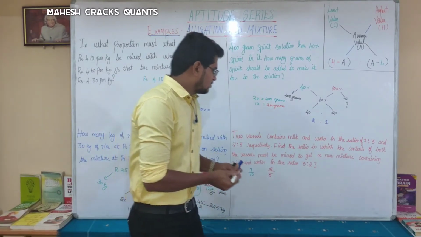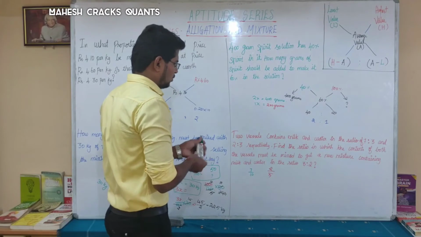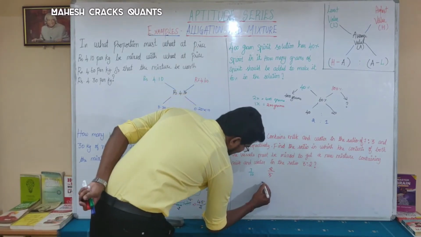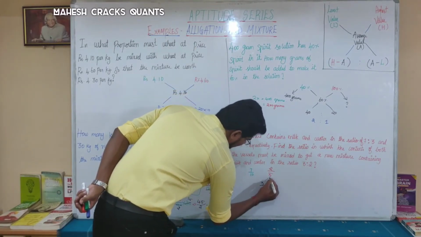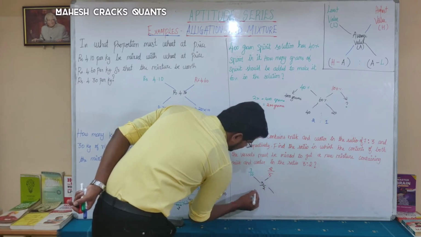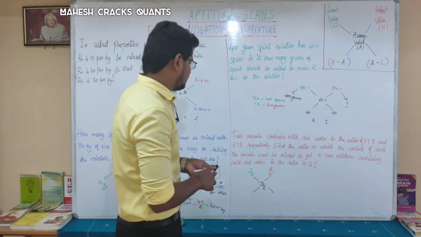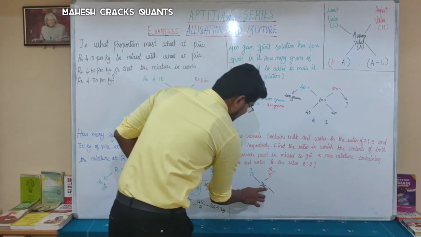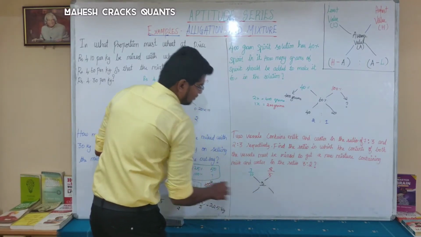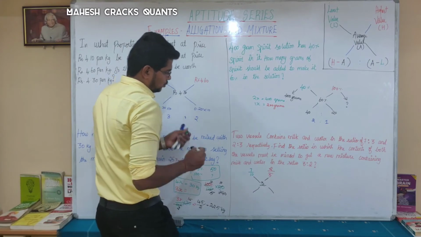Okay. In the last one, you have 3:2. What will you have to take? 3/2, right? Okay. So find out the difference. You will get the ratio of mixed values. Okay. What is the difference? So sorry, this is 3/5.